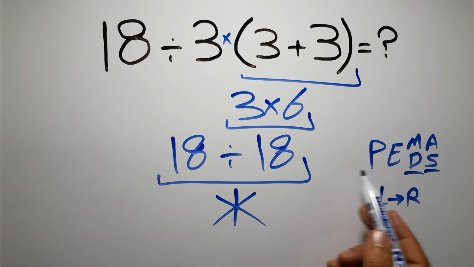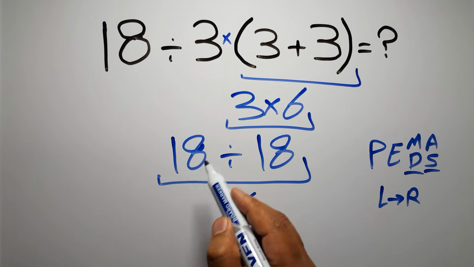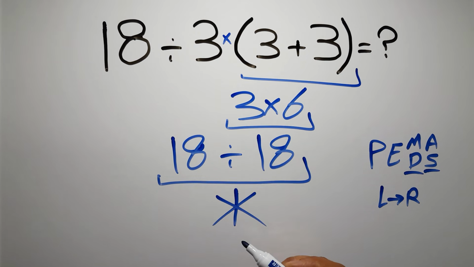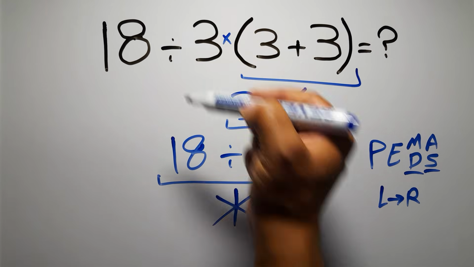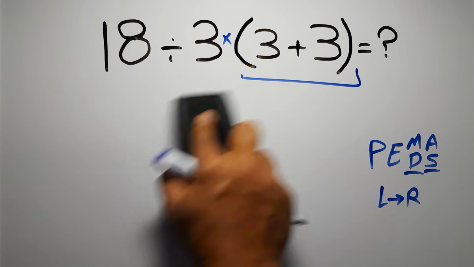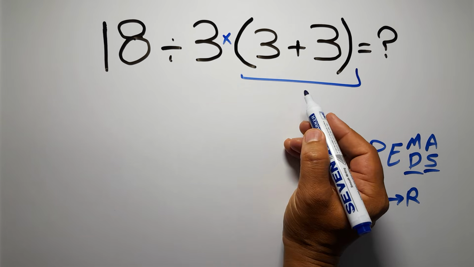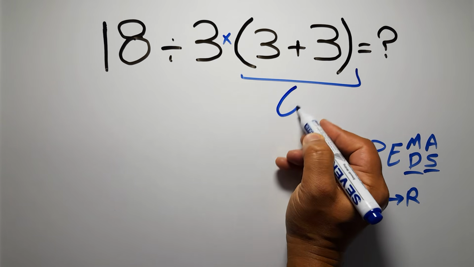So according to PEMDAS, first we have to do this parenthesis, then this division, and finally this multiplication. If we do this multiplication before this division, it is wrong. So first this parenthesis. Inside this parenthesis, we have 3 plus 3, which equals 6.